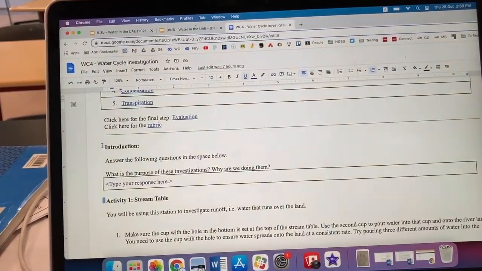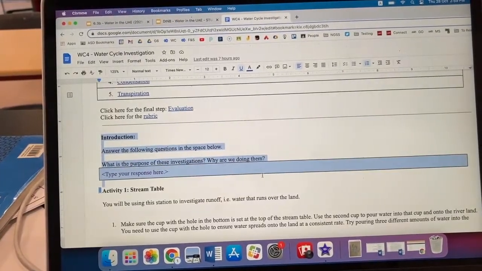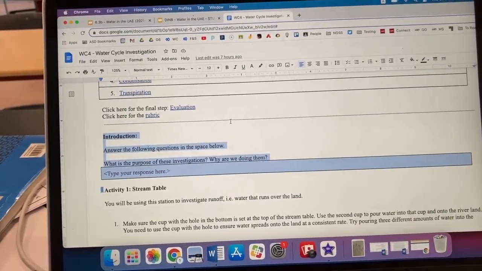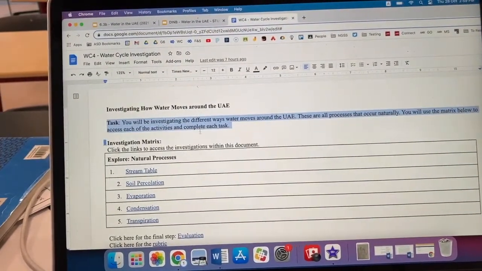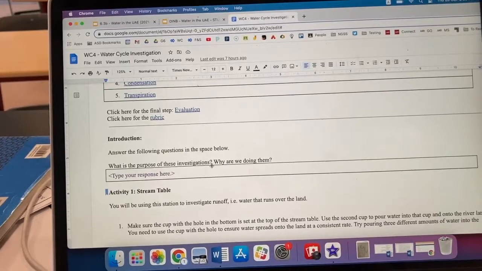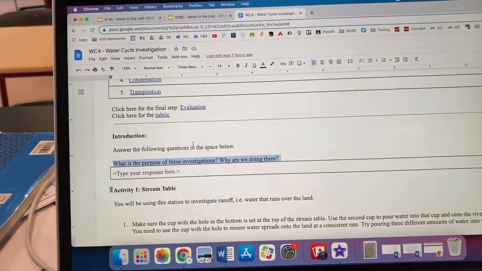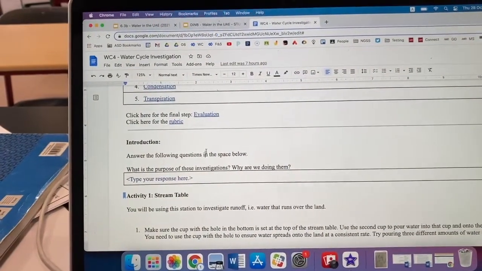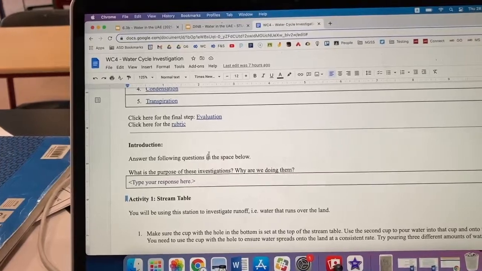The first thing you do before you get started is you need to do this introduction and set a purpose for the investigations. Why are we doing these investigations? If you're struggling with how to answer that, I would suggest looking at the description of the task. You need to set this purpose because this is something that all scientists do before they do an investigation. They have a question that's their purpose, or a statement of purpose. What are they trying to find out?